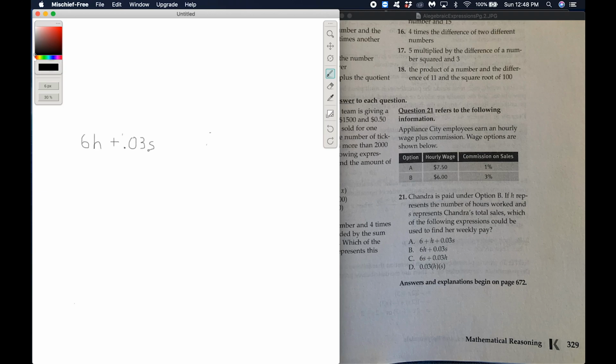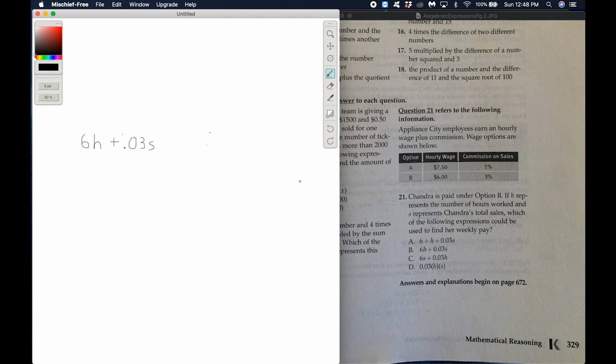Okay, so let's see if that is represented here, and it is. So we have $6 times the amount of hours plus 3% times the amount of sales. All right. The reason why this would not work up here, for example, 6 plus H hours, is you're not adding the hours. You need to multiply the hours. And so your answer is B.